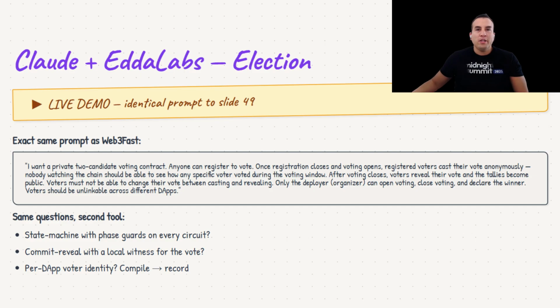Okay, let's continue to the last example, election, using Claude Code and the Ada Labs plugin. In this slide, you can see a brief summary of what we're going to do. Okay, let's switch to the terminal.